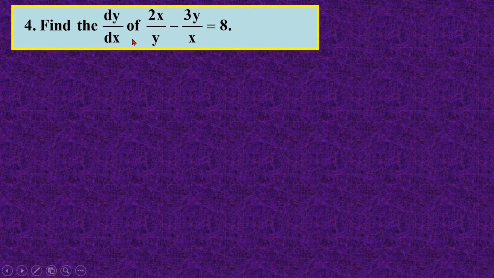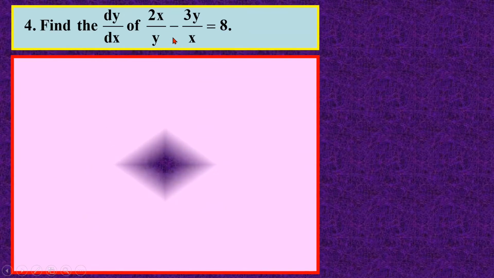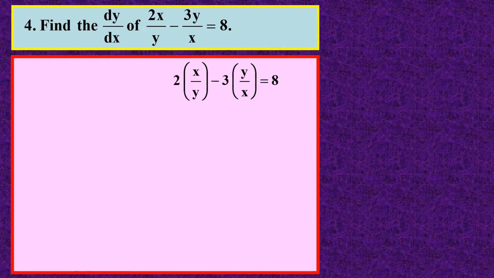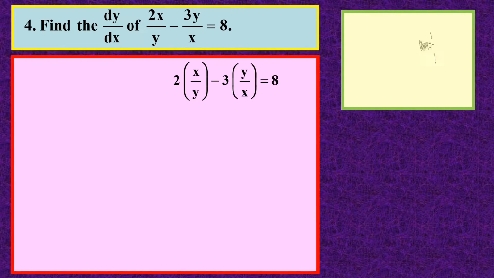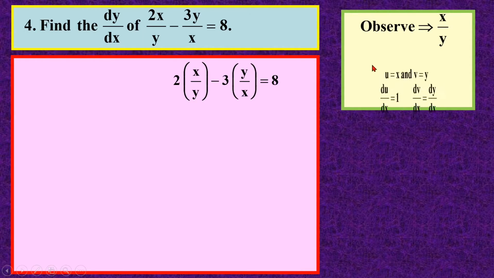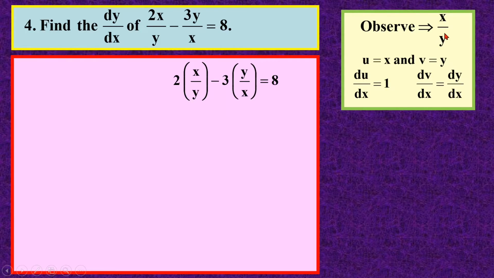In question number 4, you will notice you have a quotient rule here. You will need the quotient rule to solve this. So I will do x over y. Later, you can take a piece of paper and set up y over x by yourself. So I will just do this one. So my u is x and my v is y.